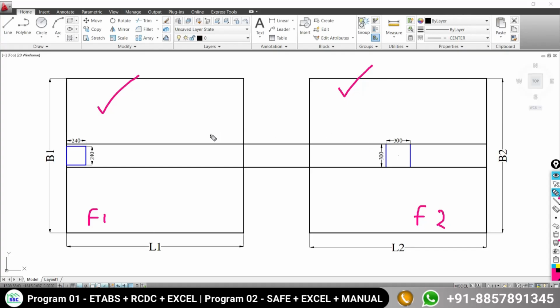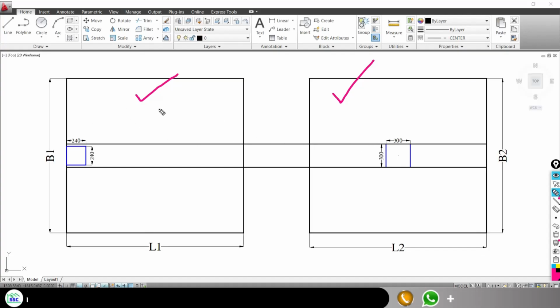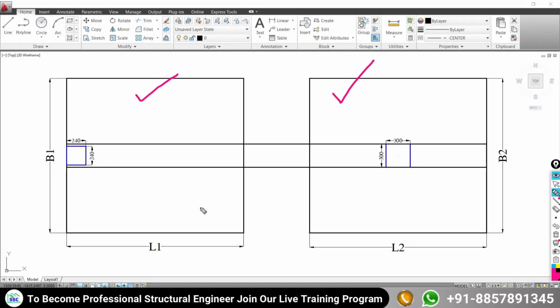So if these two foundations are connected by a strap beam, then we are going to call it a strap foundation. So in this problem first we will design these strap footings. First we will design these two foundations. We will find out the dimensions of these two foundations. We will find out the reinforcement in these two foundations along the length and along the width. Thereafter we will design this strap beam which is going to connect these two foundations.